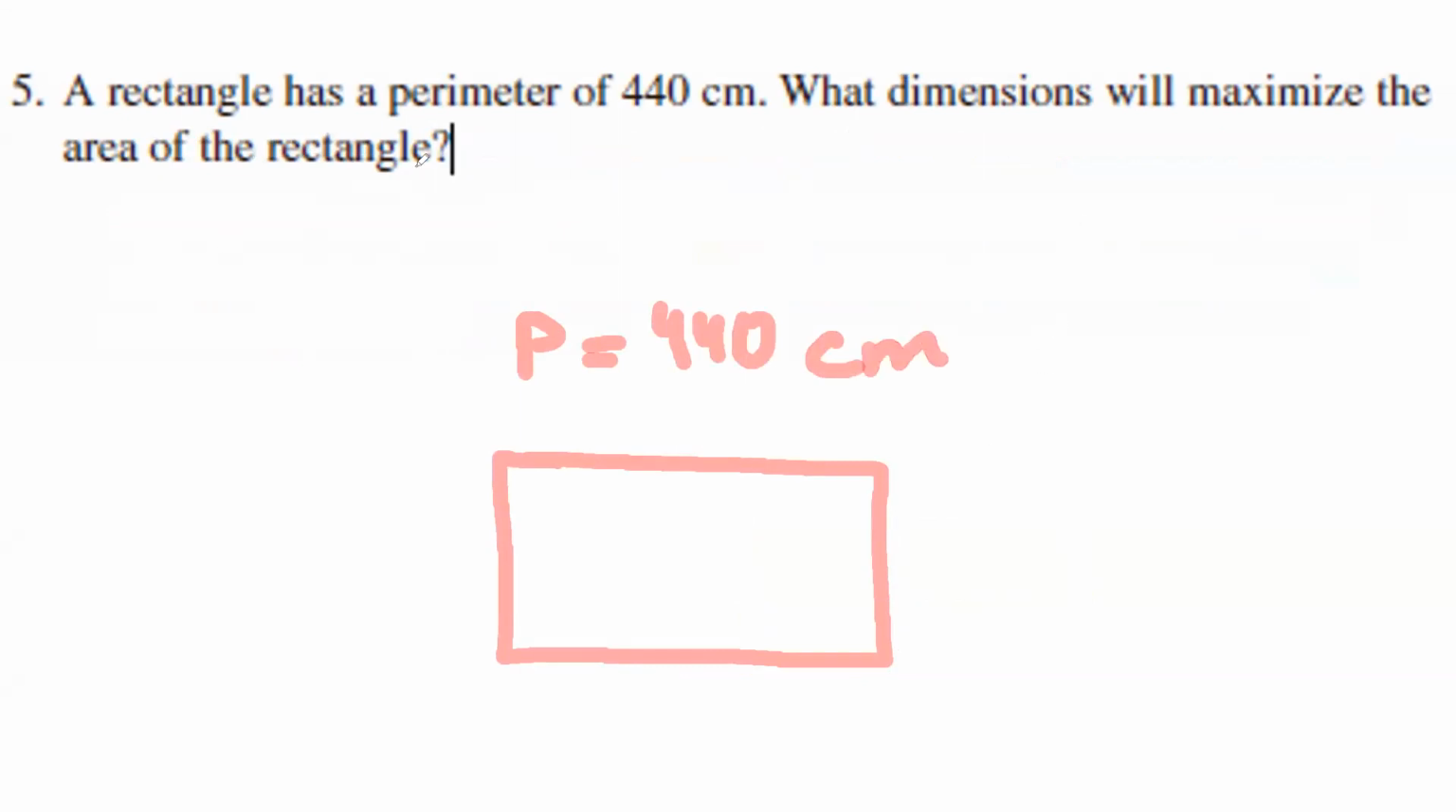What is perimeter? The sides added up equals 2 times A plus 2 times B. I know that this equals 440. What dimensions will maximize the area of the rectangle? What is area? Area is A times B. Am I right?